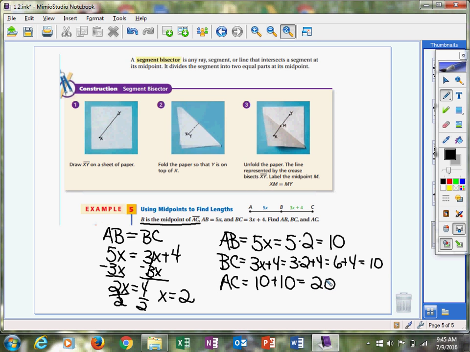So it's important that you answer the question. Sometimes as math students, we think, oh, I found x, x is my answer. That may be an answer, but it does not answer the question. Make sure you are answering the question. They want you to find AB, BC, and AC, and that's what we did here. AB is 10, BC is 10, and AC must be 20 as a result. So I think you're going to find that to be pretty easy.